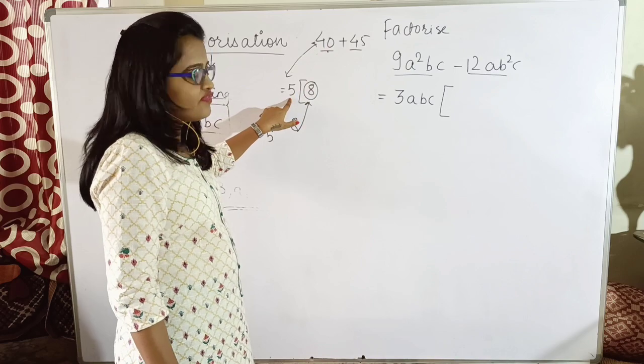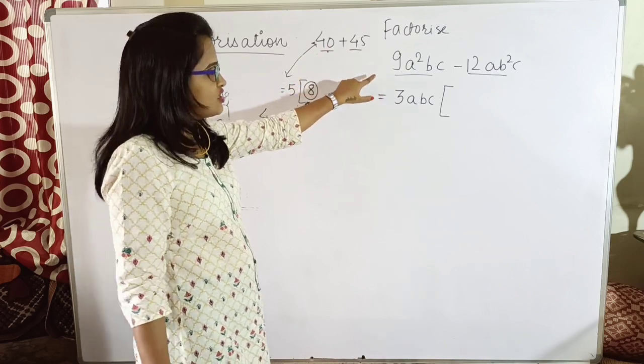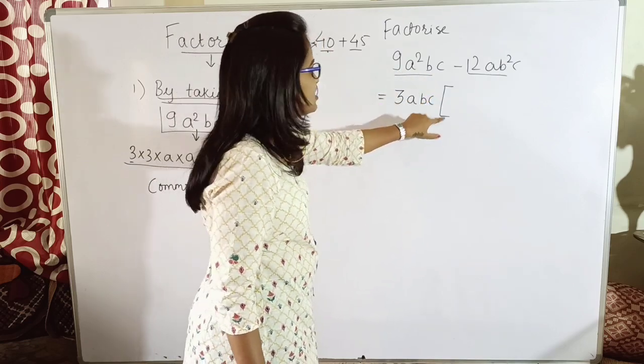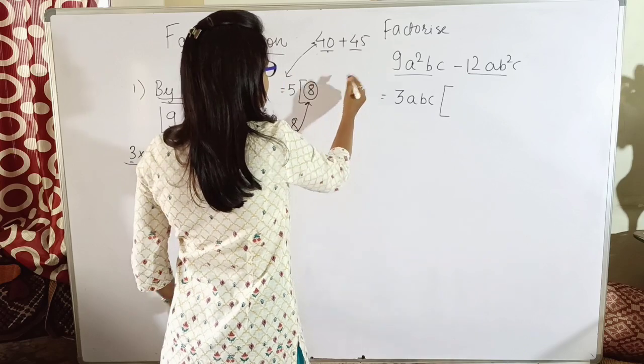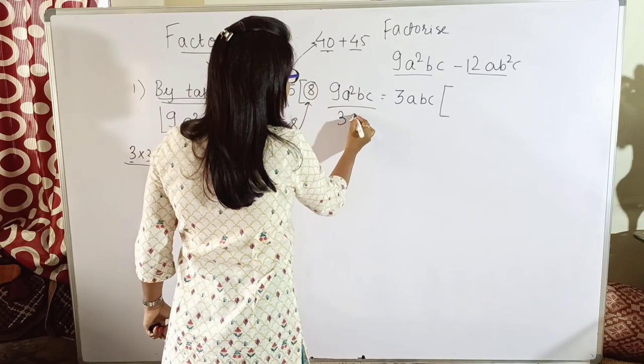Divide 40 by 5. Whatever is your answer, write it inside the bracket. Apply the same logic. From 9a²bc, I have taken 3abc common. So what is remaining, that should be written in the bracket. Divide: 9a²bc has to be divided by 3abc.